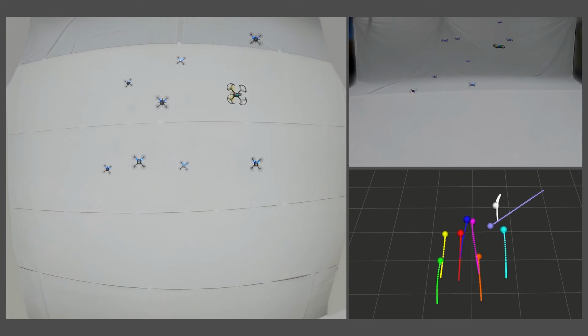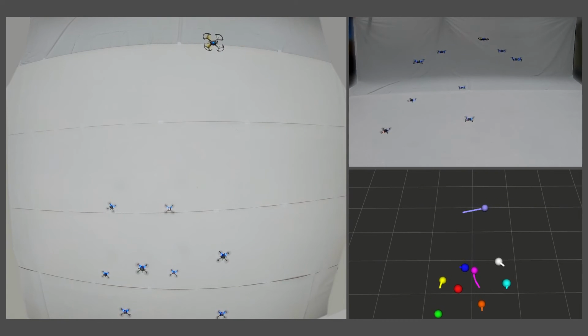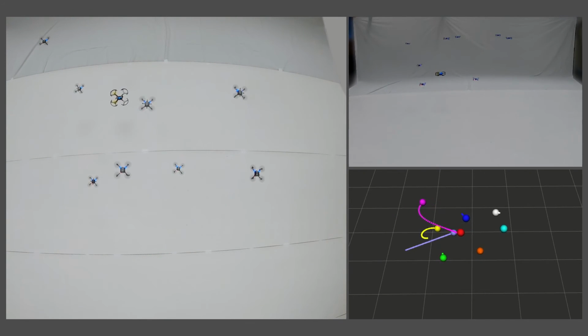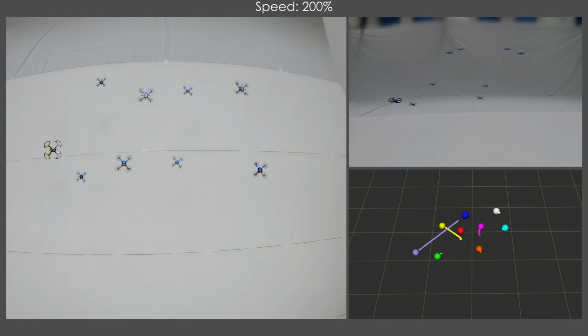UAVs are tasked to hold a tight formation, while the manually controlled UAV tries to generally disrupt them. Here all agents must avoid the non-cooperative obstacle while also maintaining distance to each other.